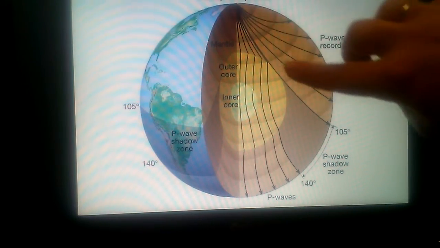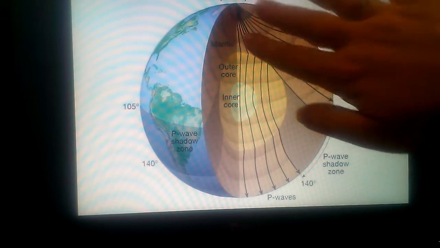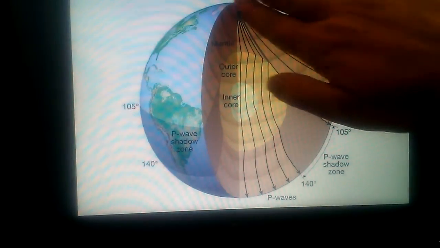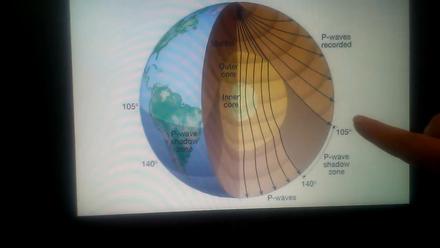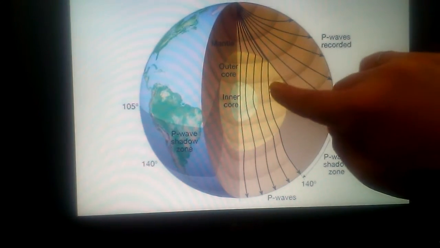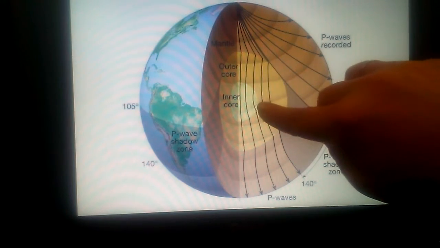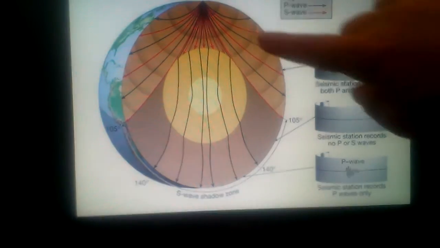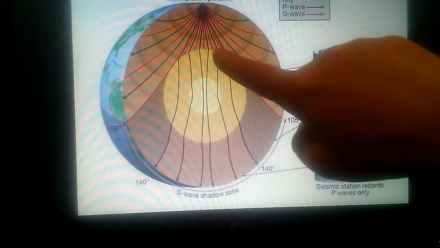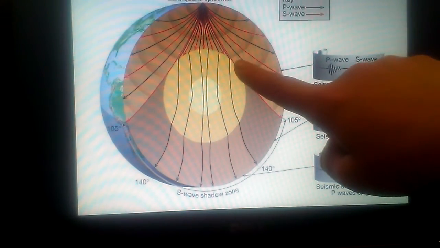So our P waves and S waves can travel through most material. If it's solid rock, it all moves pretty much the same speed. But the outer core is liquid, and it causes the waves to bend if they're P waves, or be completely repelled if they're S waves. So our red ones are the S waves. They stop when they reach the outer core.